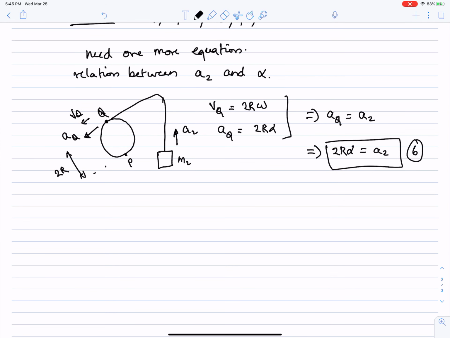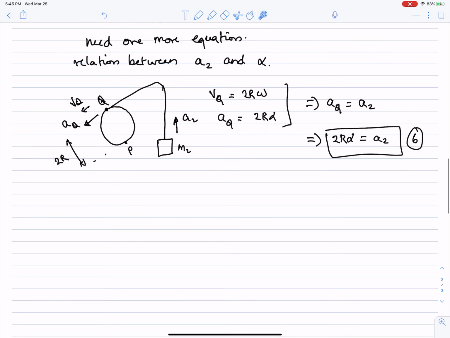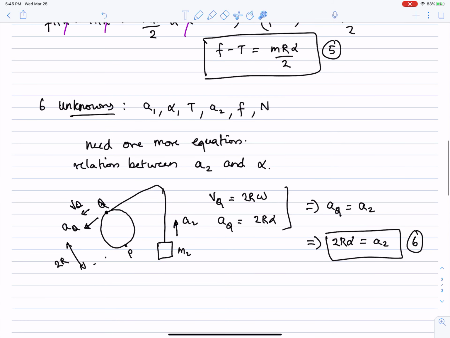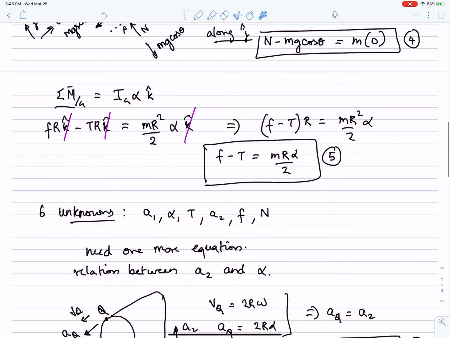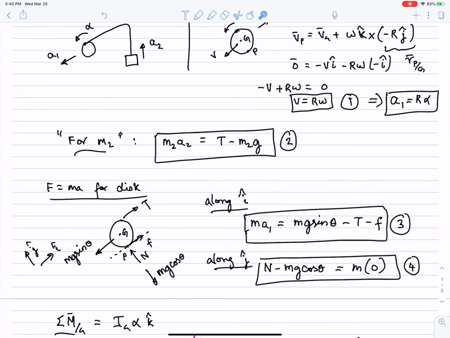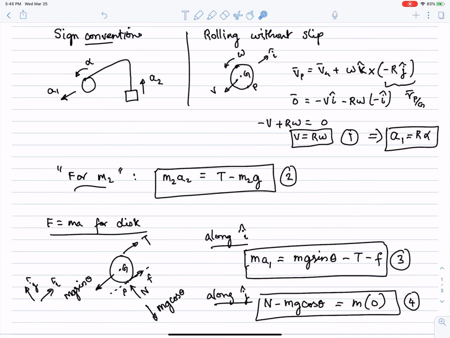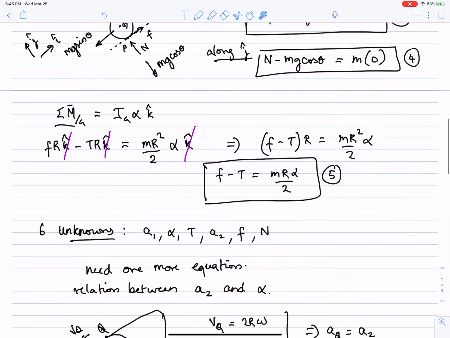Again, recall, if this thing was connected to G, then A2 would just be equal to AG or A1. But because it's connected to the top point, it's actually a different acceleration. So that's the sixth equation. Let's put this all together and solve for what we want to solve for. I think we've been asked to solve for A2. So let's do that.